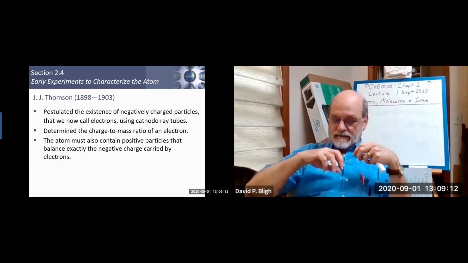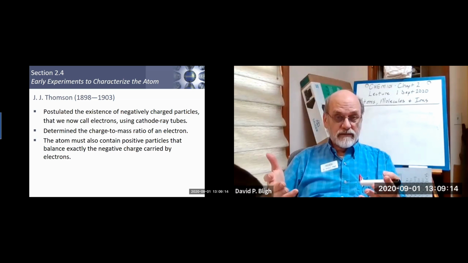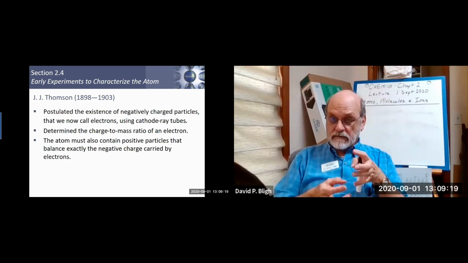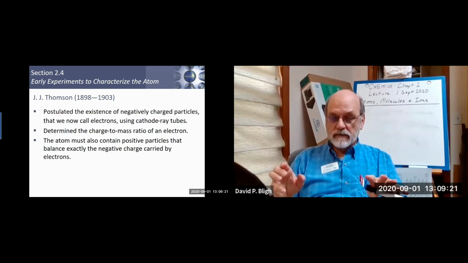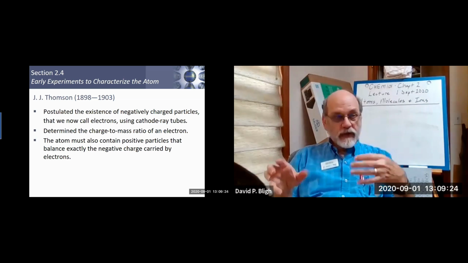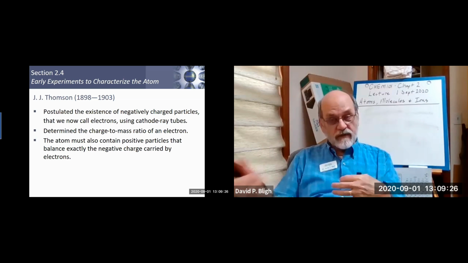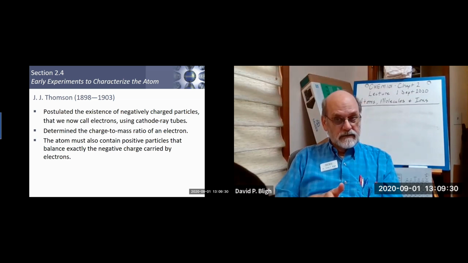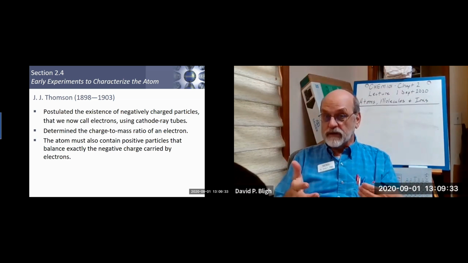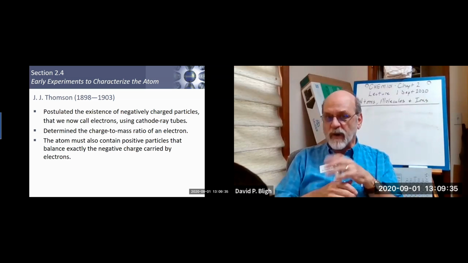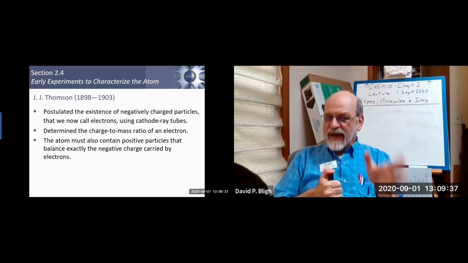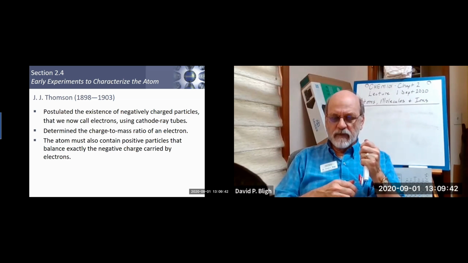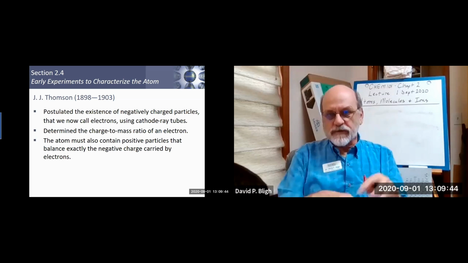And that begged the question. They knew that atoms were neutral, right? Atoms had no charge. They said, all right, if we're getting a negative charge out of an atom, there has to be positive charge in there to balance it, of equal magnitude. Right? So there must be another particle in there somewhere that balances the charge for the atom. That's as far as they got at that point.